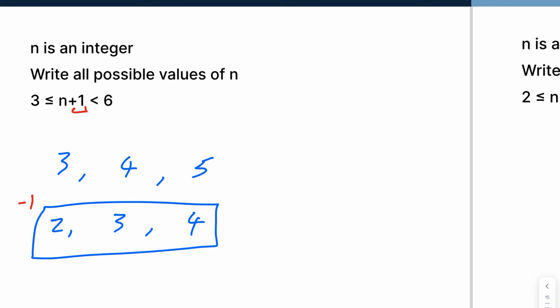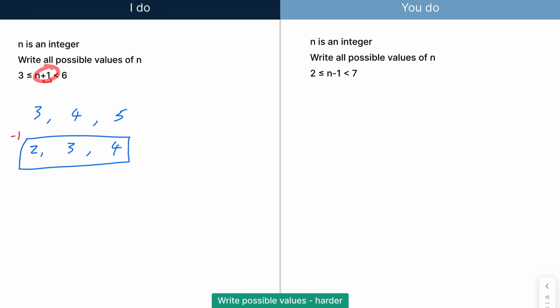Now you can substitute these in to check that. If I put 2 in here, that becomes 2 plus 1, which is 3. 3 is allowed. If I put 3 into here for n, 3 plus 1 is 4. That is also allowed. And finally, if I put 4 into here, 4 plus 1 is 5. And 5 also sits between these two. So there's just one extra step here because there was a +1. The first step is as usual.